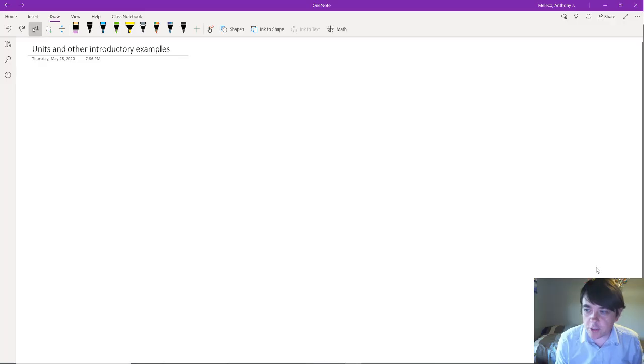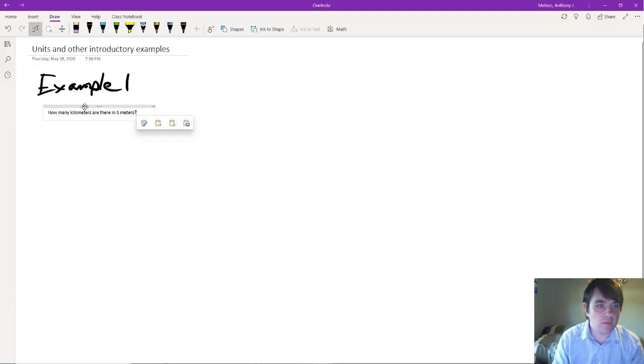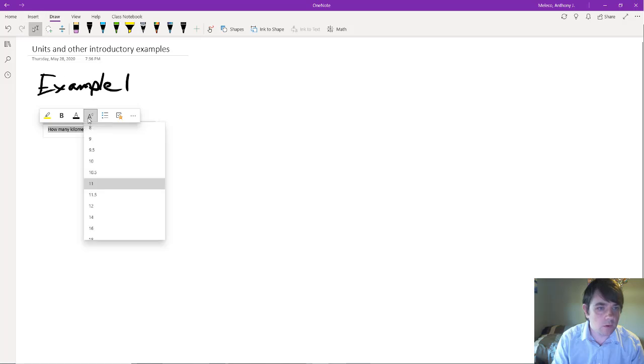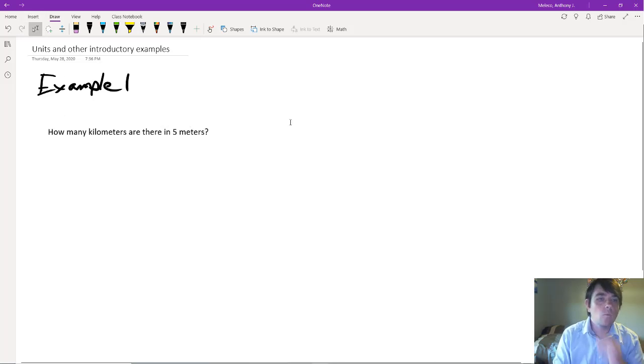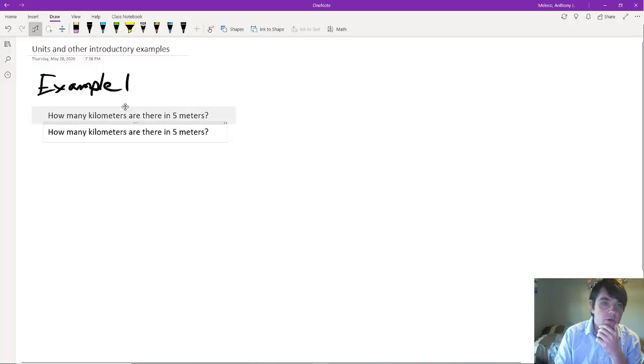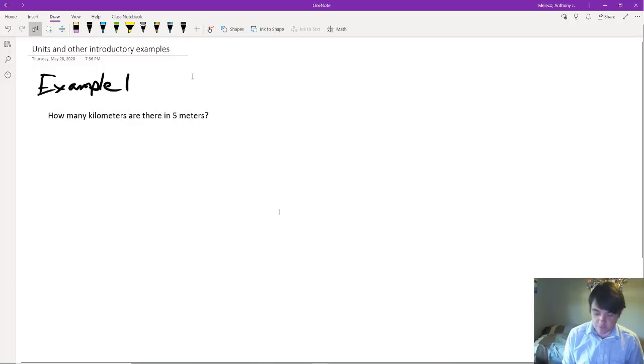So in this one, we're going to talk about units and other introductory examples. The first example, example 1, is the type of example you'll see when you're doing homework and things like that. Let's go ahead and blow this up. Let's go to 20. We want to know how many kilometers are there in 5 meters.